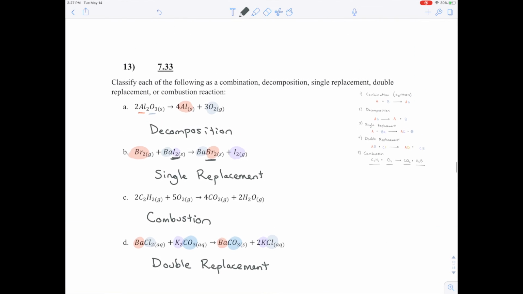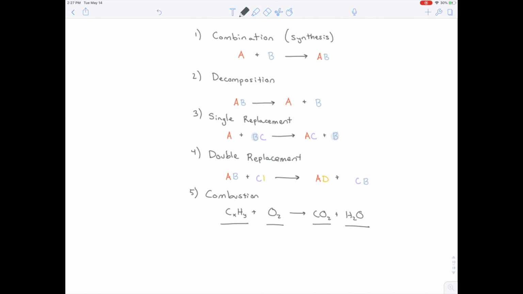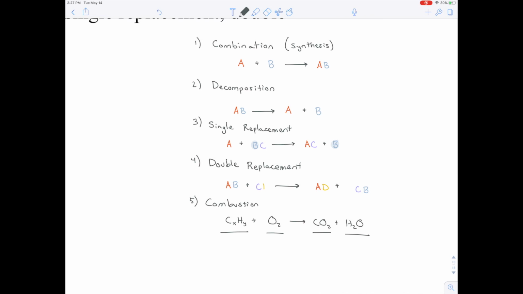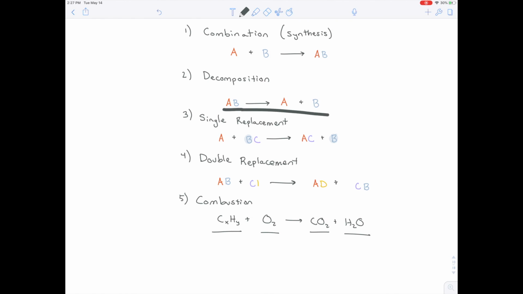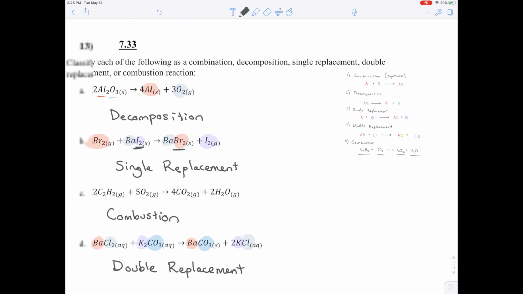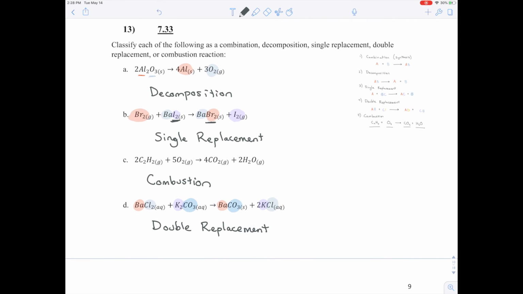So in each of these, you're comparing the specific reaction they give you with these general classifications. If two things start out separate, end up together, it's combination. If they start together but end up separate, decomposition. If one thing gets replaced in a compound, it's single replacement. If two things get replaced in two compounds, double replacement. And if it's a hydrocarbon plus oxygen gives you carbon dioxide and water, it's combustion. And that's how you would classify these reactions.